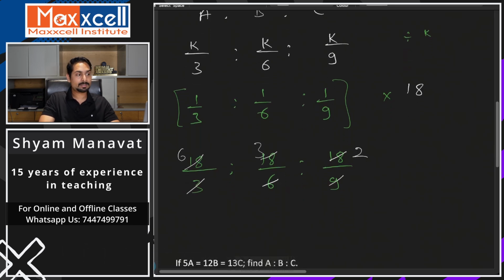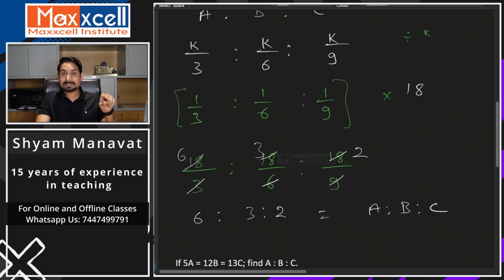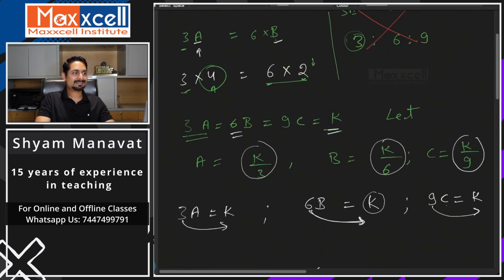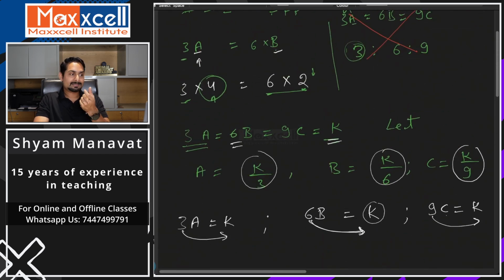So the ratio you get is 6 is to 3 is to 2. That's your ratio of A is to B is to C. You can see here that A's portion is the largest. A's portion is 6, where B's portion is 3 and C's portion is 2. This is what I was trying to explain earlier: if it is 3A, 6B, 9C, A is multiplied with the smallest number. That means A should represent the largest value amongst A, B, C. I hope that's clear to you.